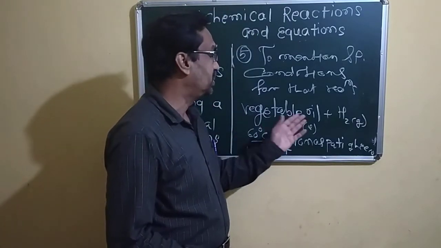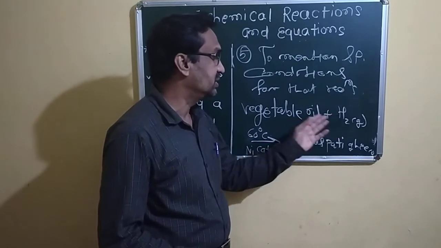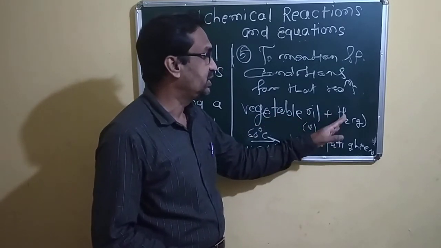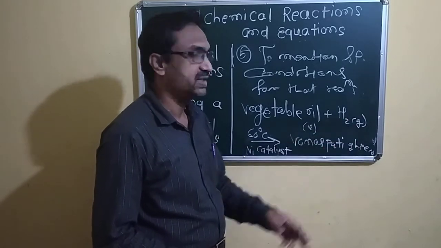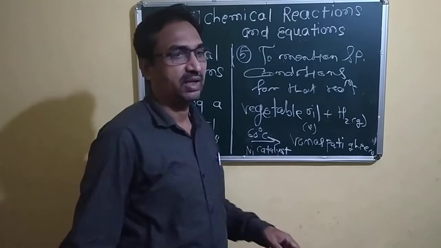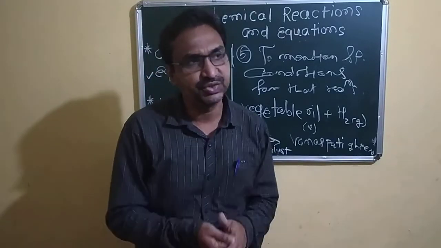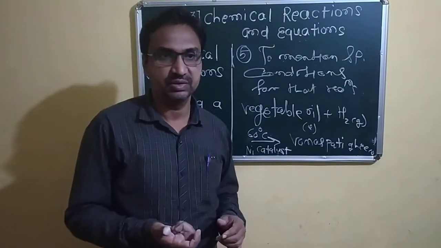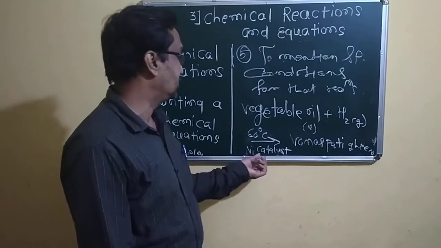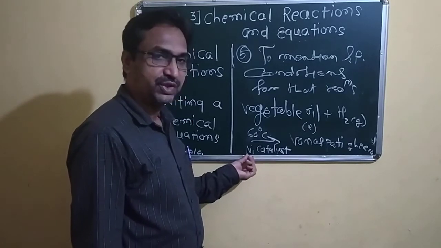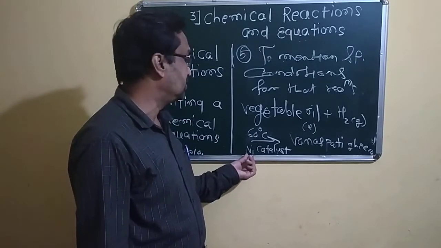So vegetable oil reacts with hydrogen. Vegetable oil, which is in liquid state, reacts with hydrogen gas, which is in gas state, in presence of a catalyst. A catalyst is a substance which can change the rate of reactions. Here the substance which is used as a catalyst is nickel.